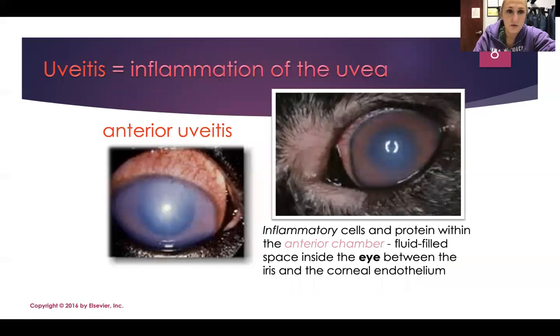Inflammation of the uvea, or the middle layer of the eye, is called uveitis. You can see some good pictures here. It's showing an anterior chamber uveitis, where inflammatory cells and proteins are filling it up. That fluid fills the space of the eye between the iris and the corneal endothelium, or the cornea itself, so it gives it this bubble-like and opaque appearance.